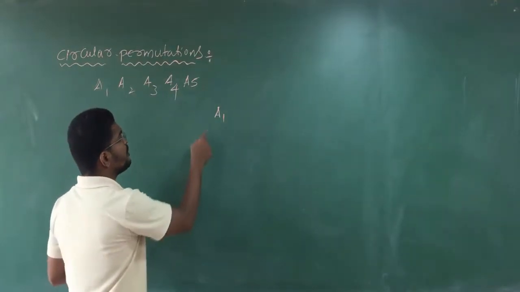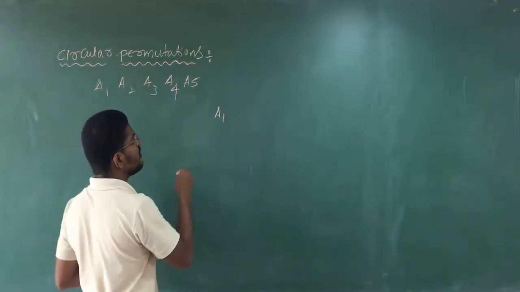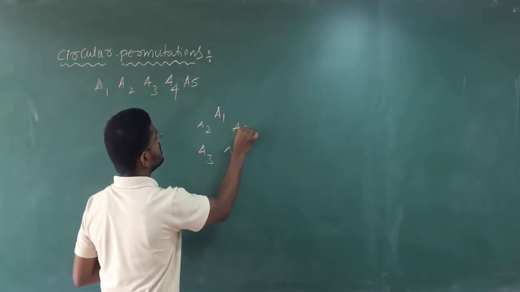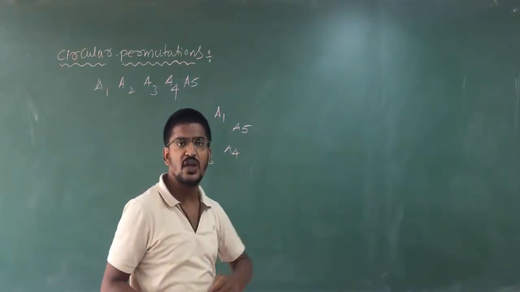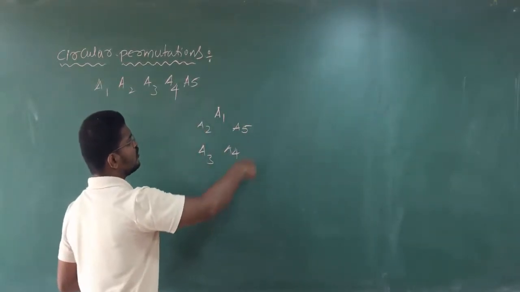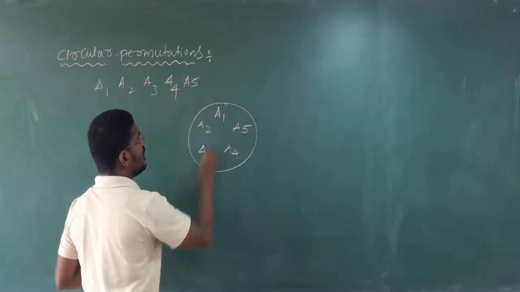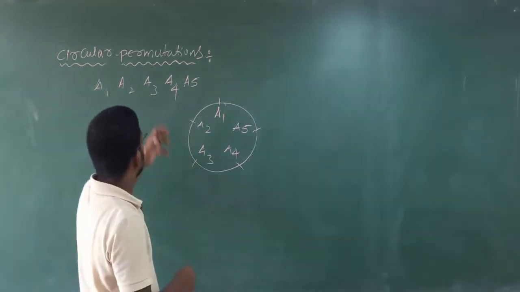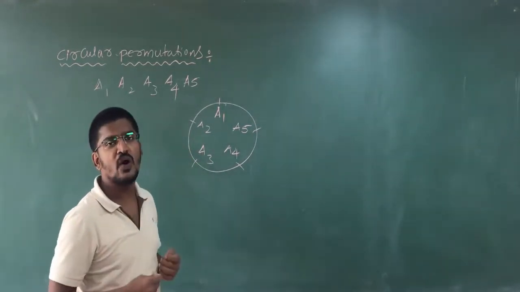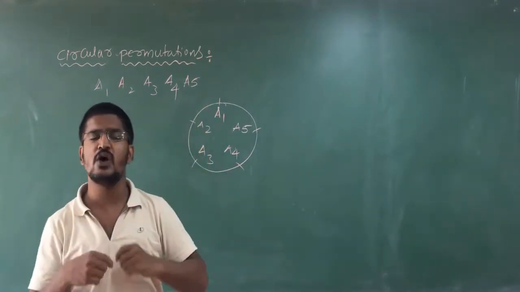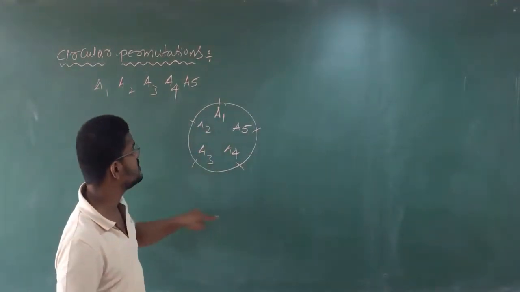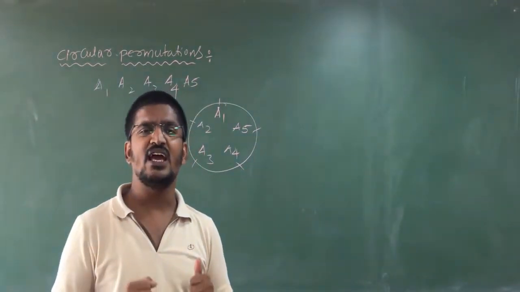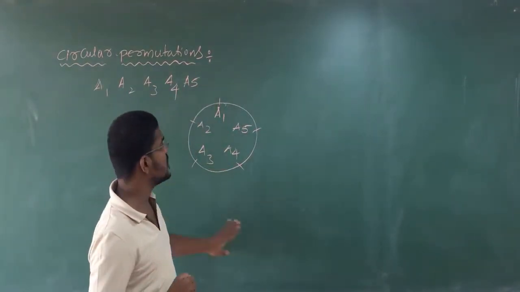Clear? So here, for example, I have taken 5 elements. If I want to make a circle, a2, a3, a4 and this is a5. Are you getting my point? So like this you have to form a circle: 1, 2, 3, 4 and 5. Like this you have to arrange the elements in a circle. For that, what you have to do? You have to fix one position and start arranging the elements in circular form. Please remember, circular permutation is regarding arranging objects in circular form.